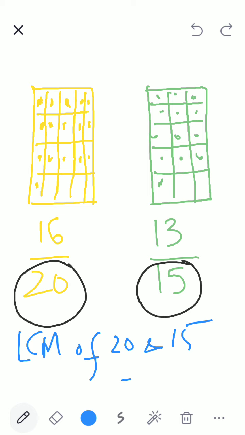So yeah. So LCM of 20 and 15 is 60. Correct, correct. So children, now I want to convert the denominator to 60. I got LCM 60, so the denominator has to become 60. Correct? So how will I get 60 in the yellow chocolate?